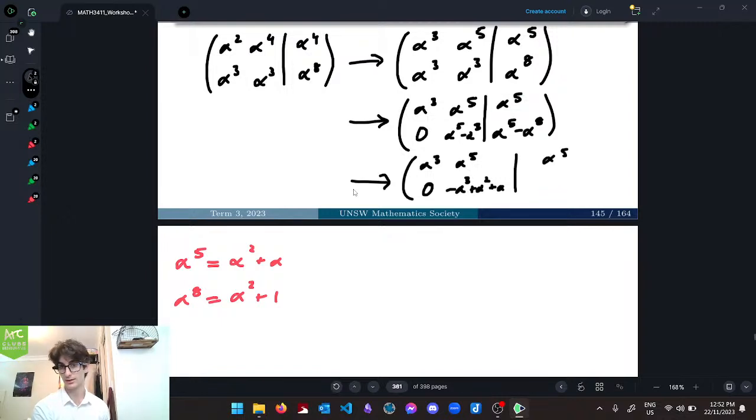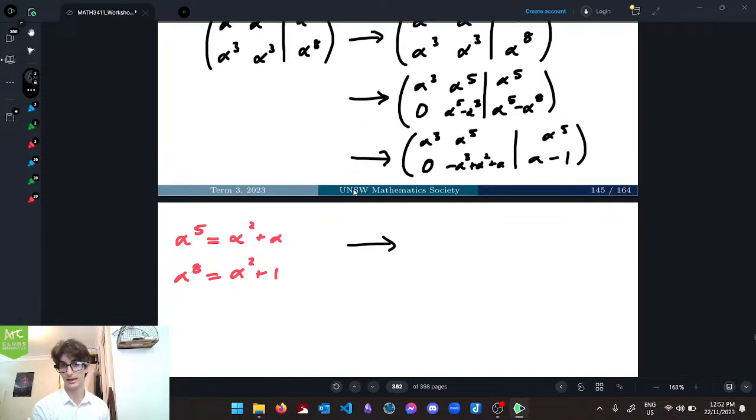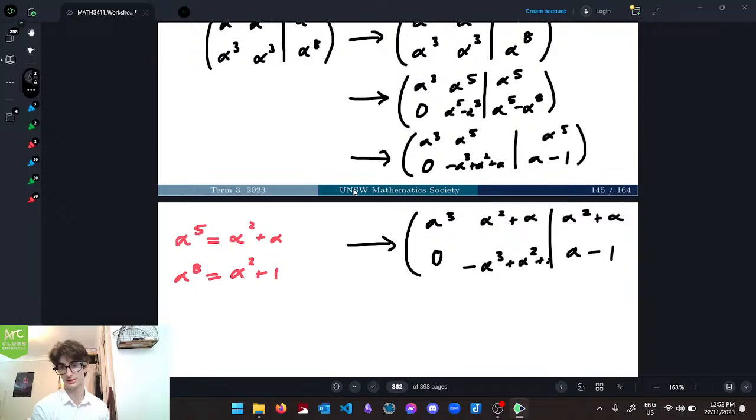Leave alpha to the 5, and we will do this as alpha to the 5 minus alpha to the 8, which is going to be alpha minus 1. And then we can continue with this, alpha cubed, 0, alpha to the 5, which will turn into alpha squared plus alpha. This can be alpha squared plus alpha, alpha minus 1, and negative alpha cubed plus alpha squared plus alpha.